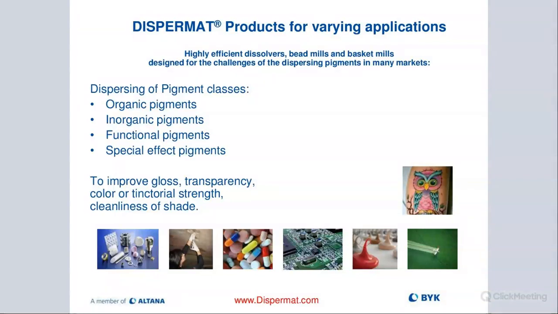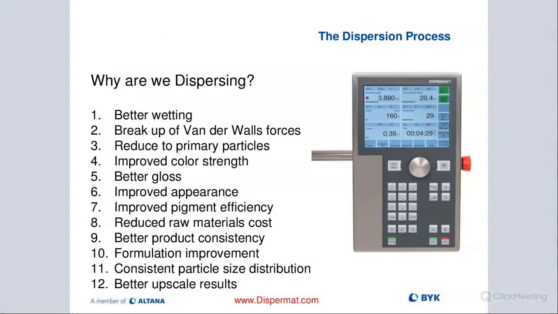That's the whole idea. The result should be that we have improved gloss, transparency, color, textural strength, cleanliness of shade, among some of these attributes. So we are dispersing in order to produce better wetting, break up these invisible, almost electromagnetic forces that hold these particles together. They're called the van der Waals forces. We like to ideally reduce the particles back to the primary particle size, which in turn will give us improved color strength, improve our gloss, give us an overall better appearance.